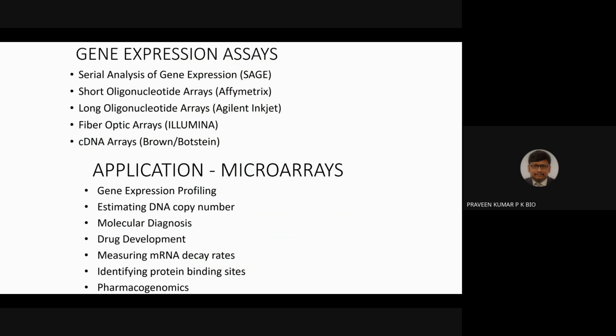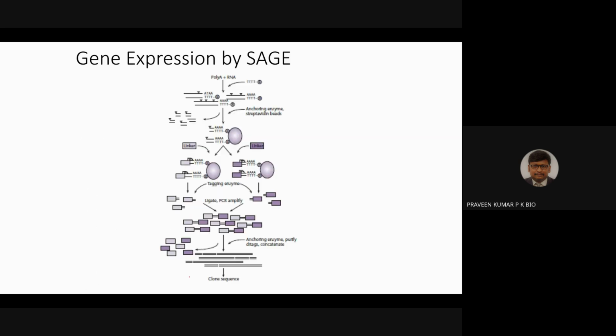So you can also try a few more kinds of assays. These are the assays for measuring gene expression. So what is the application? Gene expression profiling, estimating DNA copy number, molecular diagnosis, drug development, measuring mRNA decay rates, identifying protein binding sites, and of course, in pharmacogenomics. So even if you want to identify protein binding sites, one has to use microarrays.